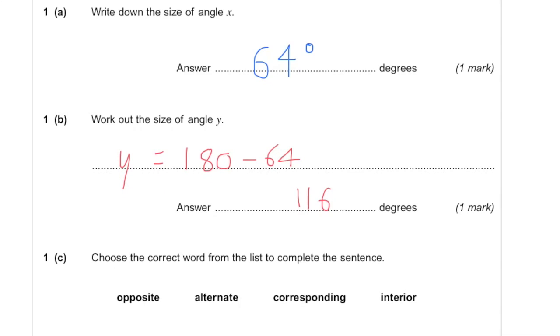1 Part C. Choose the correct word from the list to complete the sentence. Angle X and angle Z are corresponding.